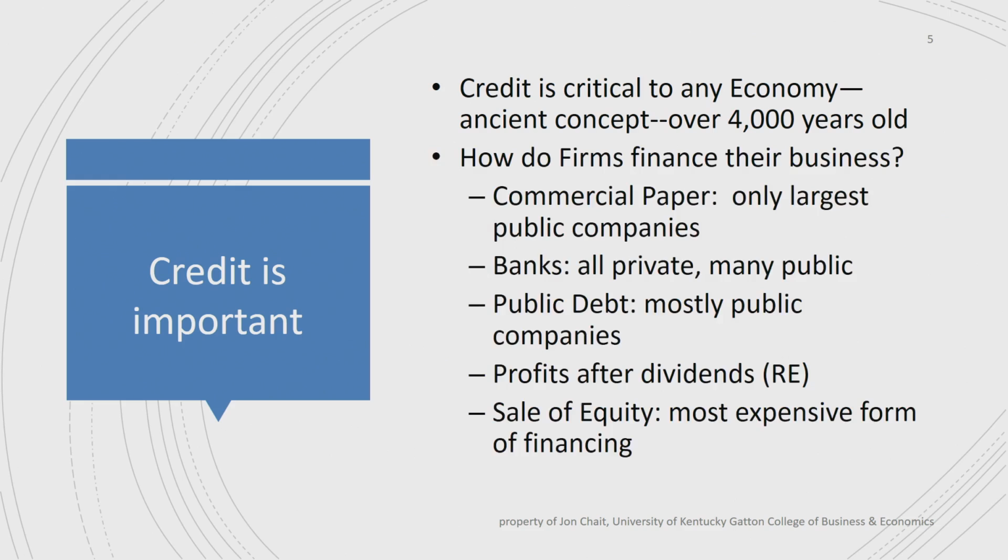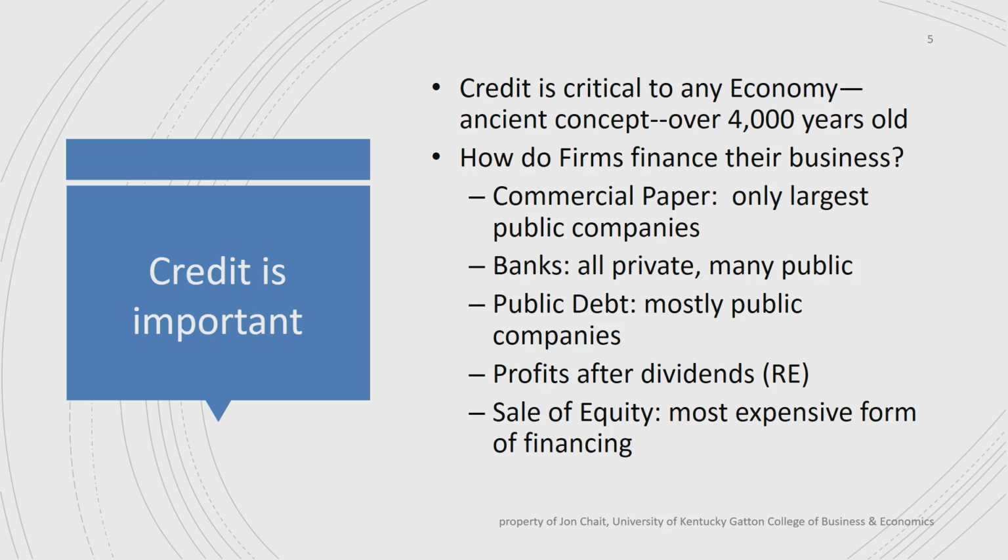How do companies finance their business? Well, there are a number of tools, and we'll cover most of these during the course. For very large companies, commercial paper is used. Commercial paper is essentially short-term IOUs issued by companies. They are issued in a public market or a quasi-public market, depending on the size of the company. But it's only available to the very largest companies. It is probably the cheapest form of financing.